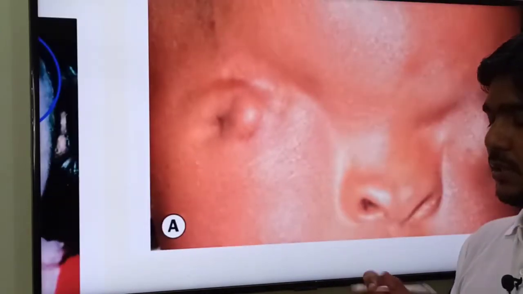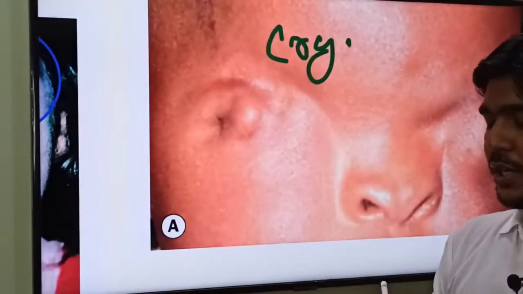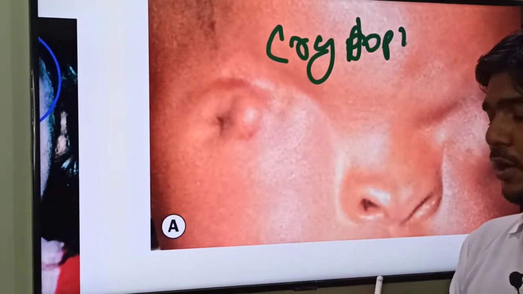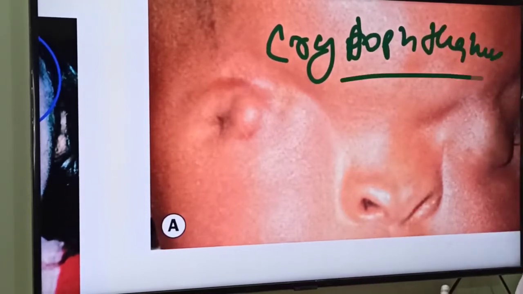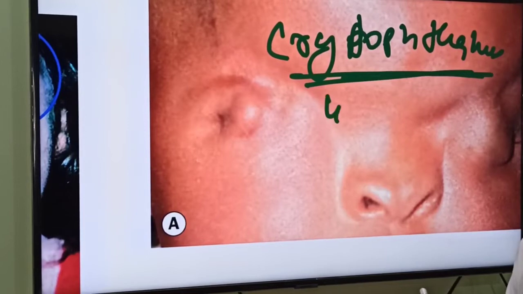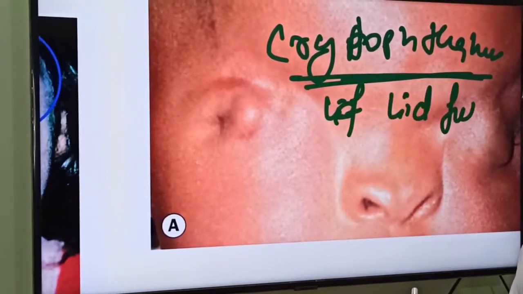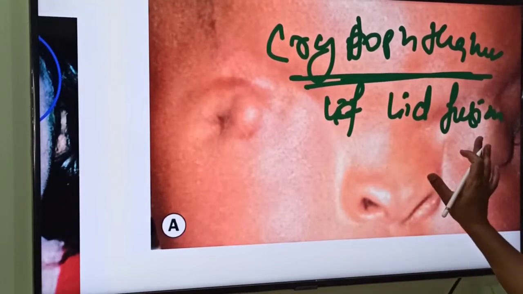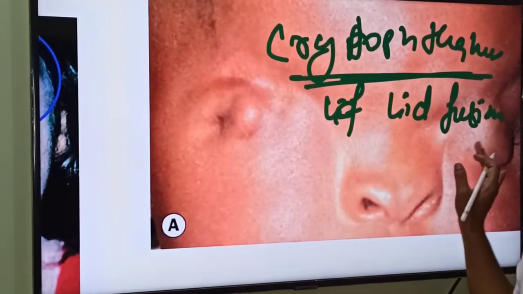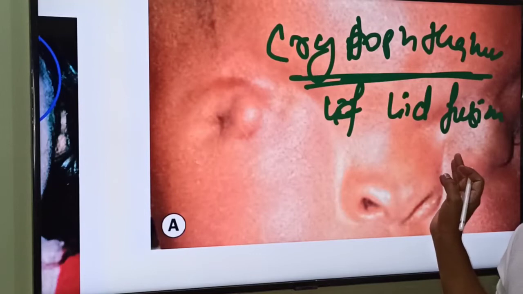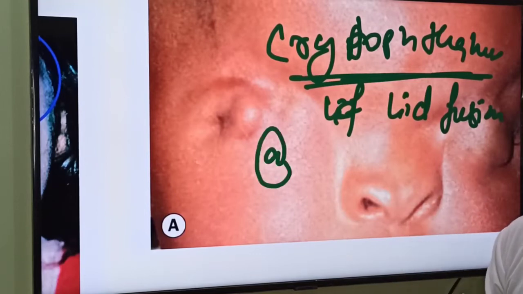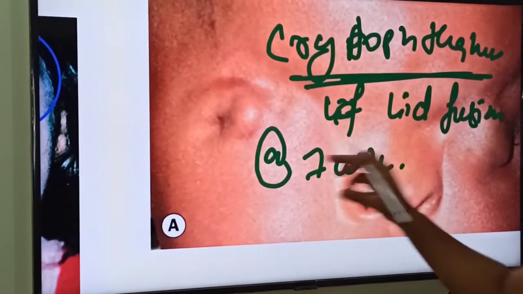What is this? This is an unfortunate condition of cryptophthalmos because of a problem in the lid fusion state, around 7 weeks, there is a problem. Okay, at 7 weeks. So this is a malformation.